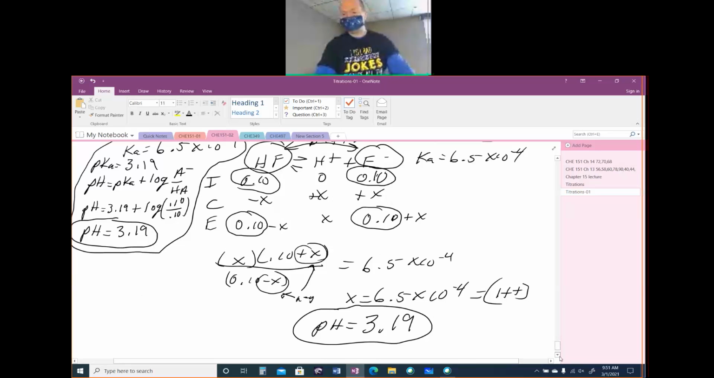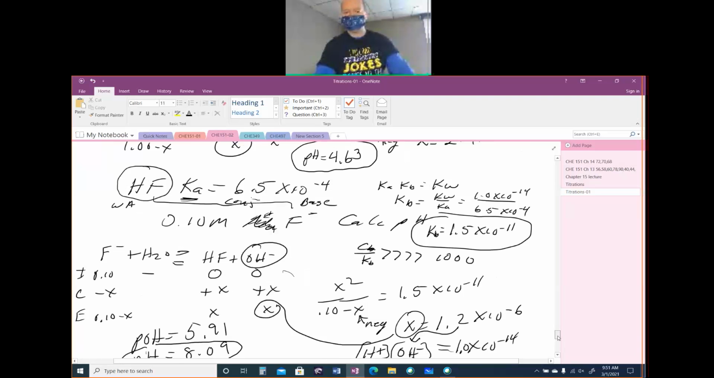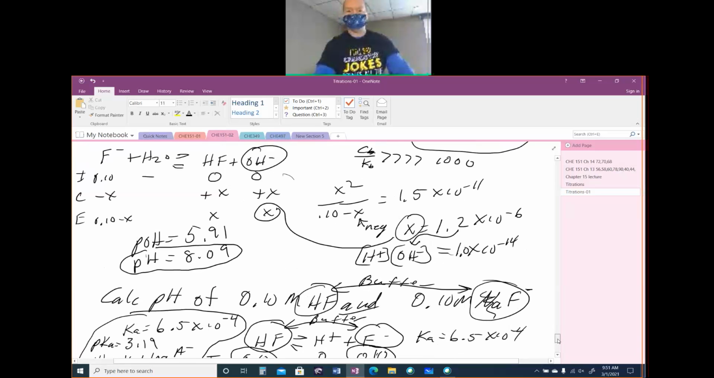If the question wasn't calculate the pH, but determine if this buffer is going to be acidic or basic, well, it would be just as simple to calculate the actual number. Remember, the pH of a buffer is going to be very, very close to its pKa. So this would be an excellent buffer if you wanted something to be buffered at 3.19, which means you want it to have a consistent pH very close to 3.19.